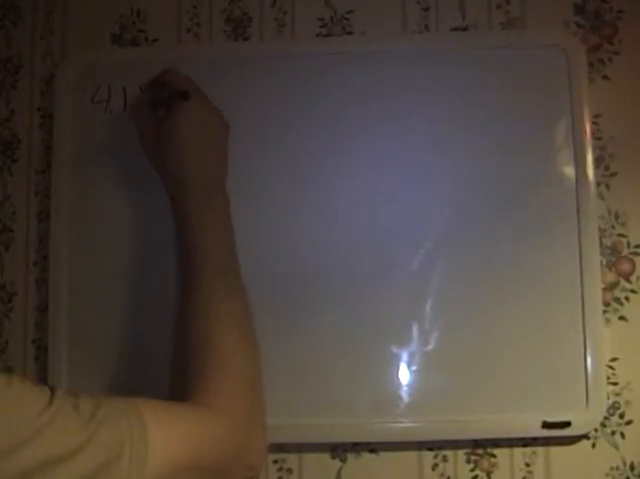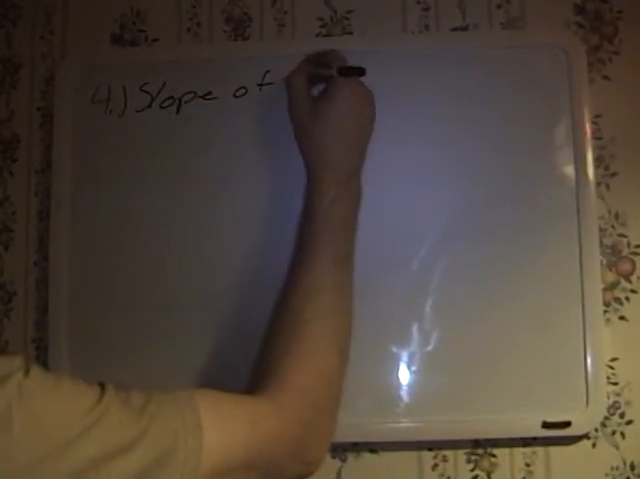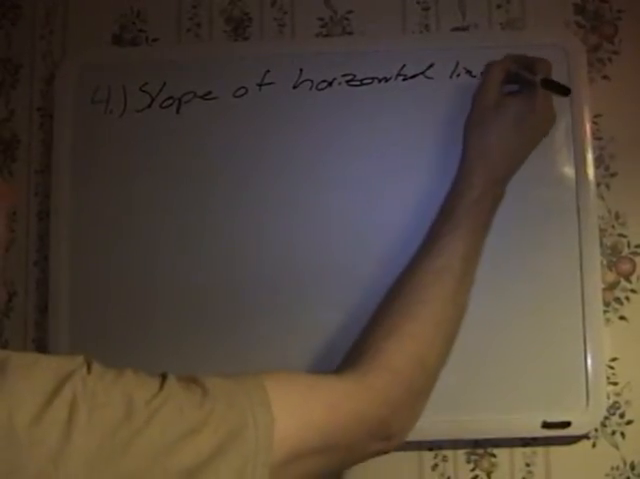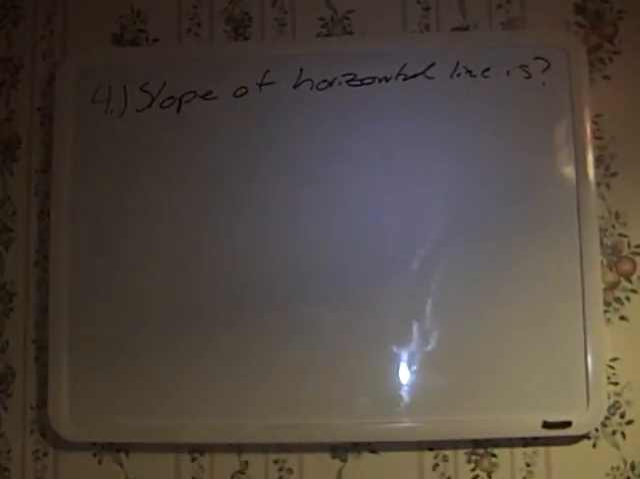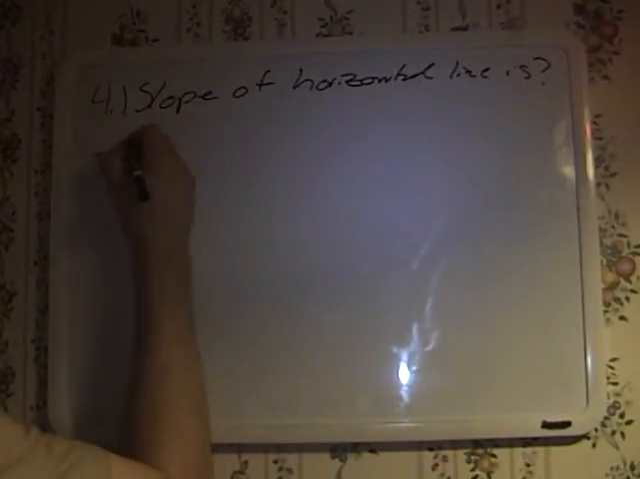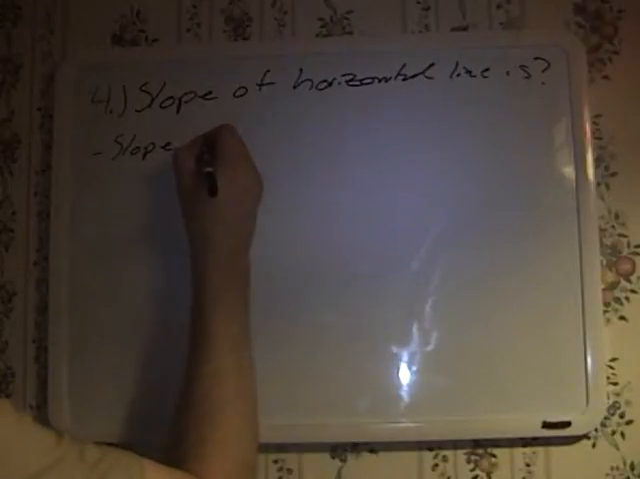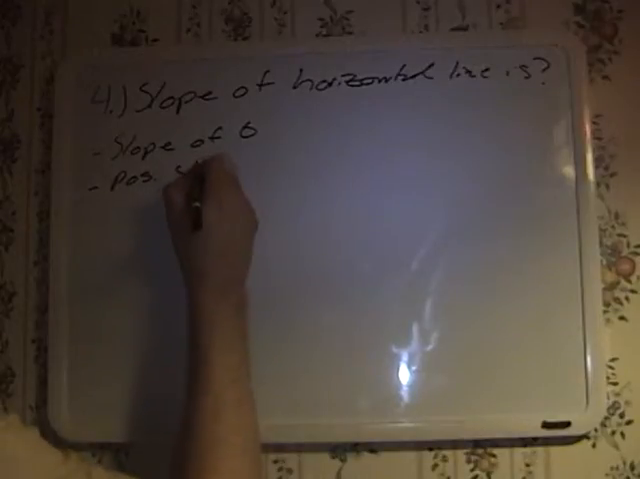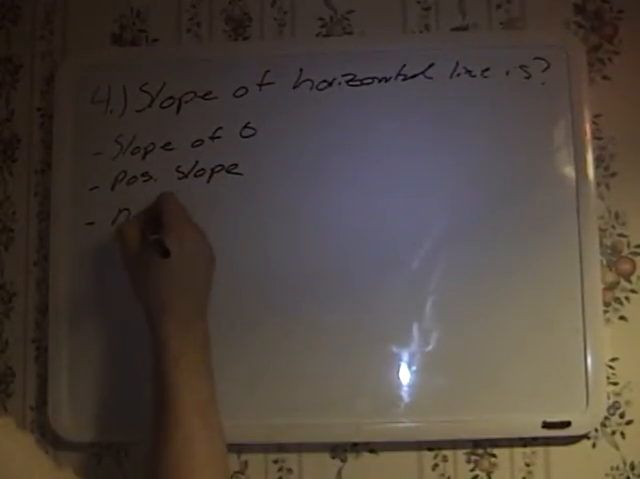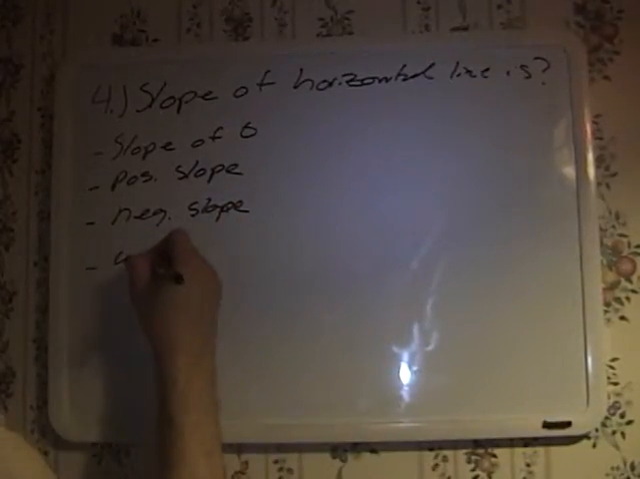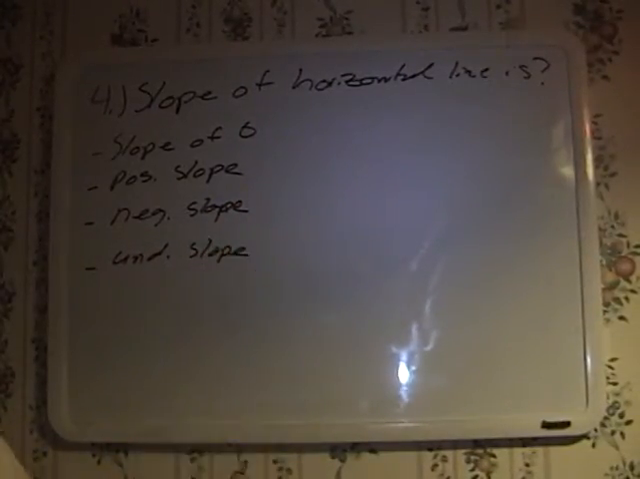Now, the slope of a horizontal line is... Now I'm going to draw out the multiple choice answers. Slope of 0, positive slope, a negative slope, or an undefined slope. Well, to look at this answer, we've got to look at where slope comes from.